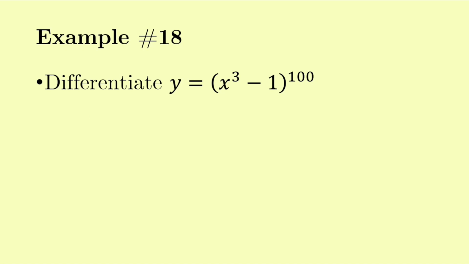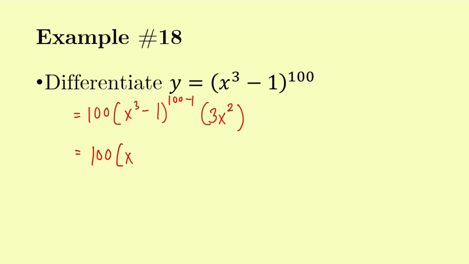Okay, first we will multiply 100 doon sa x cubed minus 1, tapos 100 minus 1 multiply to the derivative of x cubed minus 1 itself. That means we will end up with 3x squared. O, yun na lang. And then, this will become 100 times x cubed minus 1 raised to 99 multiplied by 3x squared.